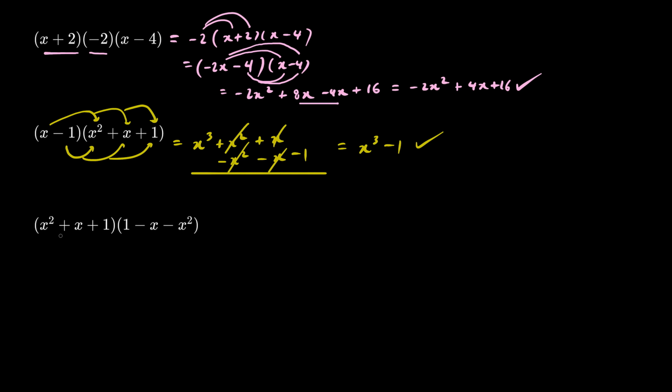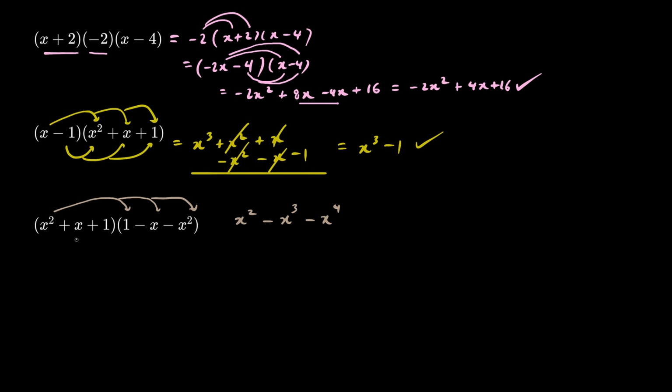And finally, we have this trinomial multiplied by a trinomial. This is going to take a lot of time, but we just feed the dog, cat, and bird. We just do it one step at a time. X squared times 1 is x squared. X squared times negative x is negative x cubed. X squared times negative x squared is negative x to the 4.